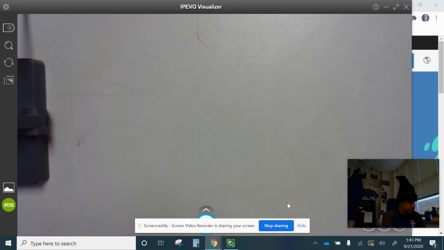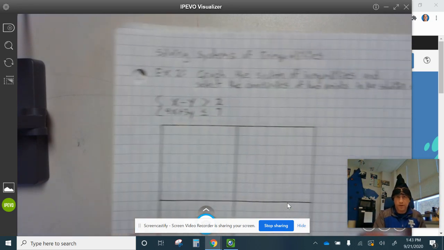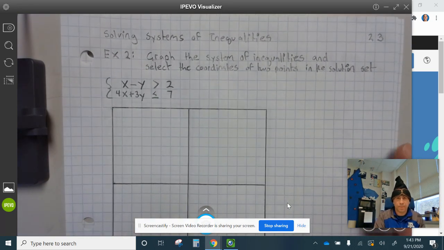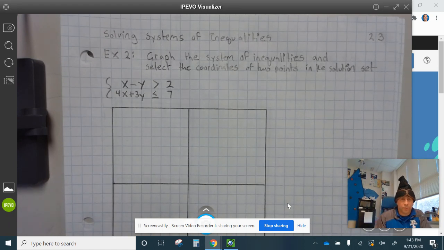Sorry, I had to pick up a pencil, and here's example 2. All right. Solving systems of inequalities on journal page 23. Example 2. Graph the system of inequalities and select the coordinates of the 2 points in the solution set.